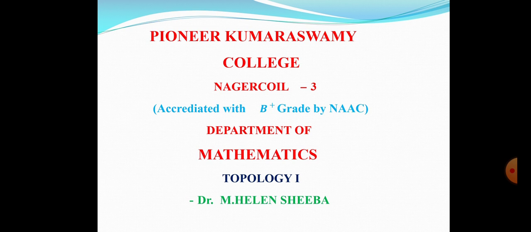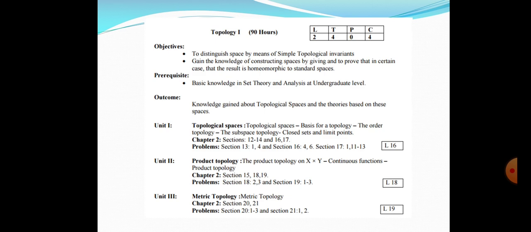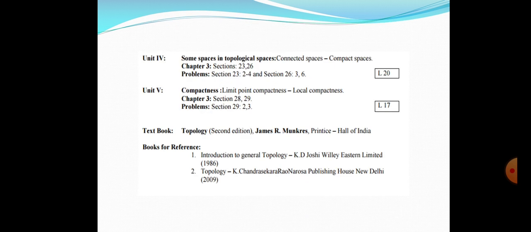This semester I am going to teach you Topology 1. It is a second major paper. This paper consists of 5 units. The first unit is topological spaces. The second unit is product topology. Third unit is metric topology. Fourth unit is some spaces in topological spaces. And fifth unit is compactness.